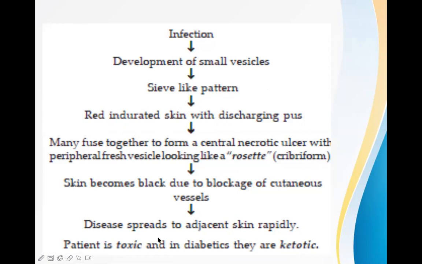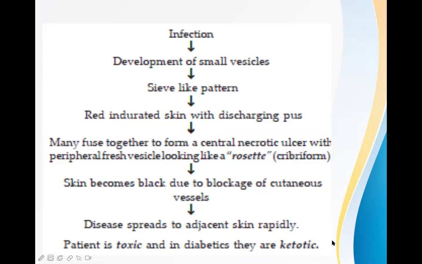And the disease may spread rapidly to the adjacent skin. One thing I like to rule out, to make sure this patient is not diabetic and not in ketosis. Now, what is ketosis? What do you mean by ketosis? Ketone bodies are produced from the free fatty acids in the liver, and there is a raised level of ketone bodies in the body tissues. Okay, both of you are correct.